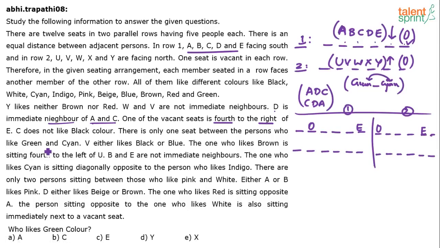V likes black or blue. All these will be useful at a later stage. The one who likes brown is sitting fourth. Okay, I think the other thing that can be used is this point, right?